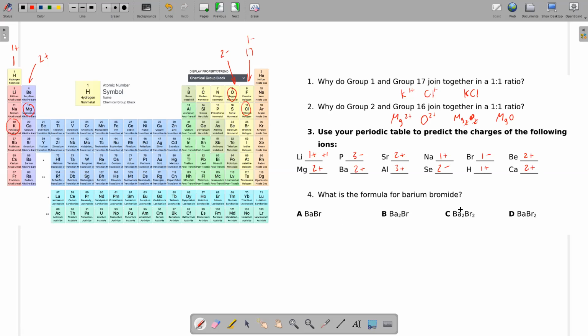And what's the formula for barium bromide? So barium bromide, you find barium, that's right here. And then you find bromide is from bromine, which is right there. So barium has a charge of 2 plus, and bromine has a charge of 1 minus. So you can do that cross-down method if you want. Barium's going to have 1, and bromine's going to have 2. So it's BaBr2. That's D.